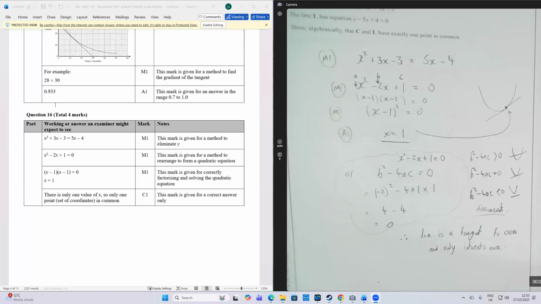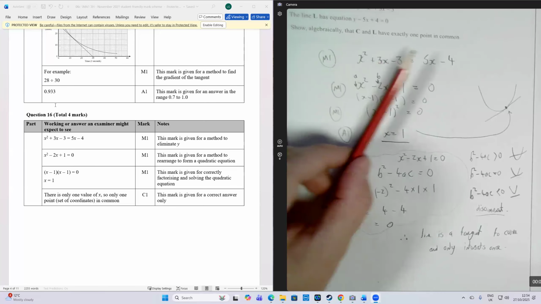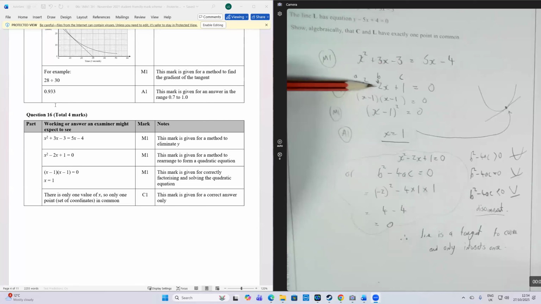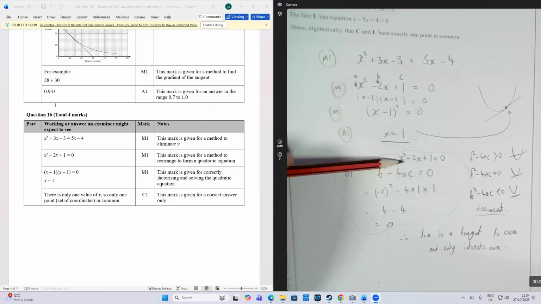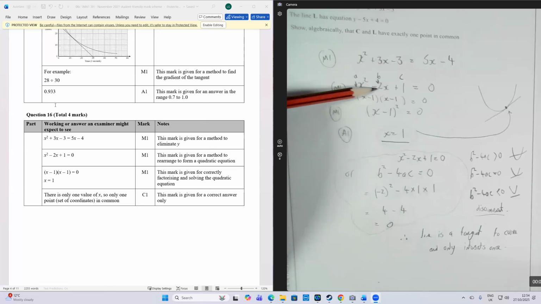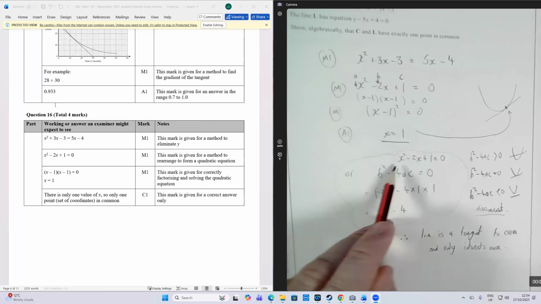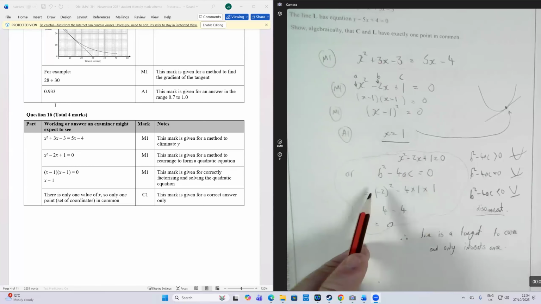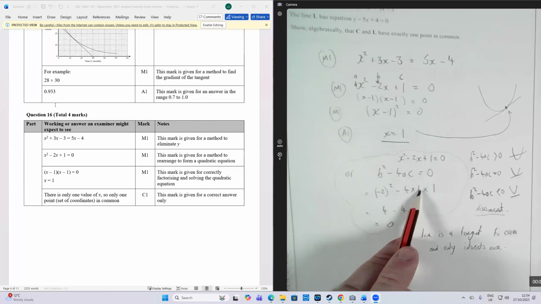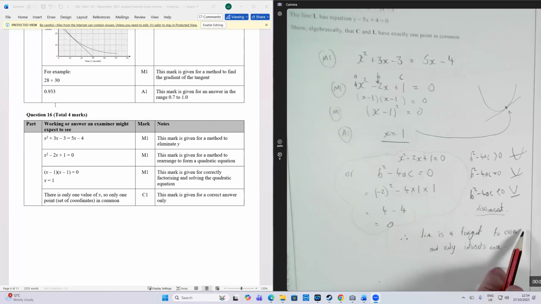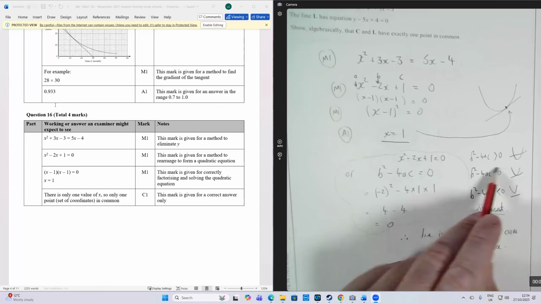So what we do is put the line and the curve equal to each other and get a quadratic, this one here: x squared minus 2x plus 1. You then evaluate the b squared minus 4ac. The b is minus 2, the a is 1, and the c is 1. So we have minus 2 squared minus 4 times 1 times 1, which is 4 minus 4, which is 0. So because that equals 0, we can say, therefore, the line is a tangent to the curve and only intersects once, because we have this second scenario here.